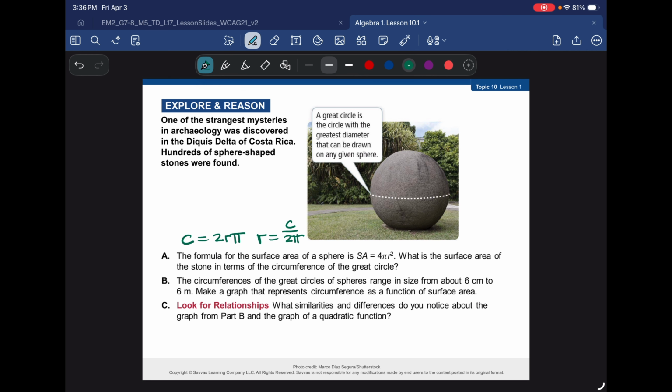And then if we substitute that into the surface area equation, we would see that the surface area would equal 4 times pi times (c over 2 pi) squared. Simplifying that equation further, we would end up with c squared over 4 times pi squared.